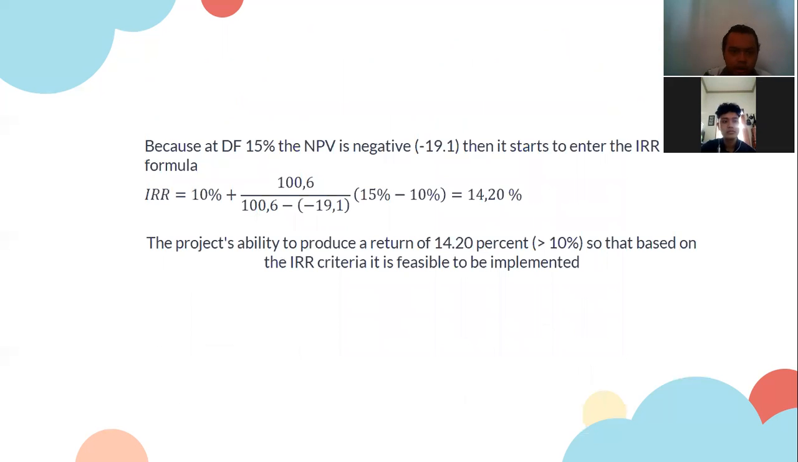So because the NPV at the discount factor 15% is negative, then we enter the IRR formula. Okay, we get that the IRR equals 10% plus 100.6 over (100.6 minus negative 19.1) times (15% minus 10%). We get 14.20%. The project's ability to produce a return of 14.20% is greater than 10%. So, for the IRR criteria, this project is feasible to be implemented.